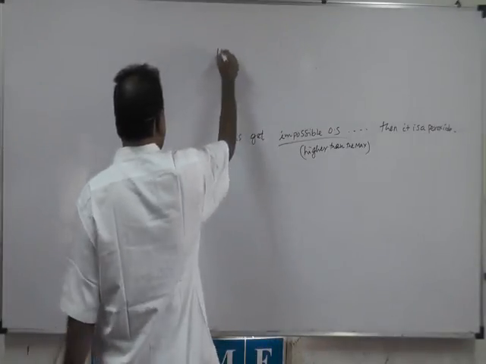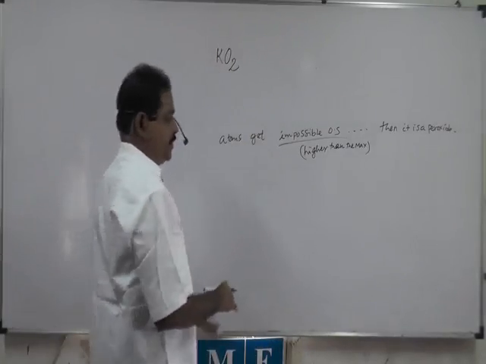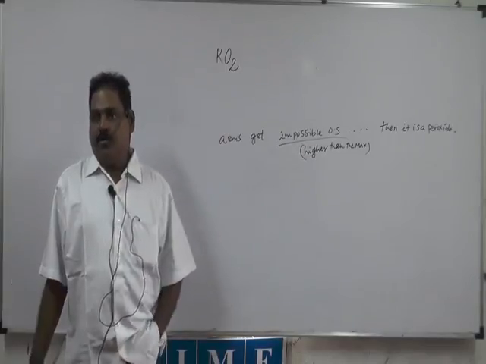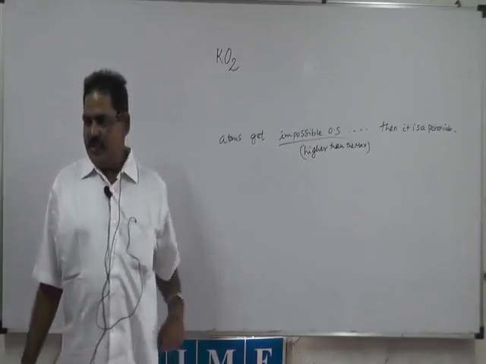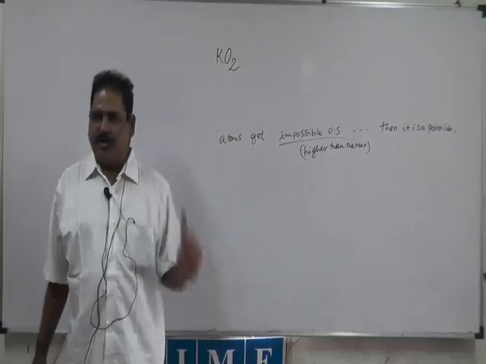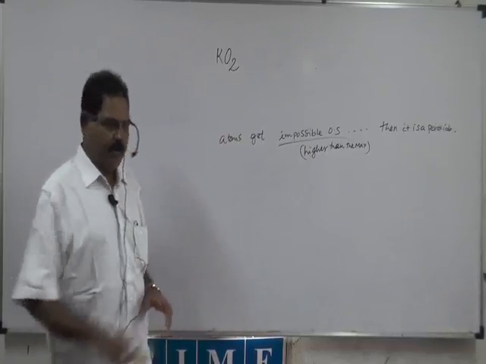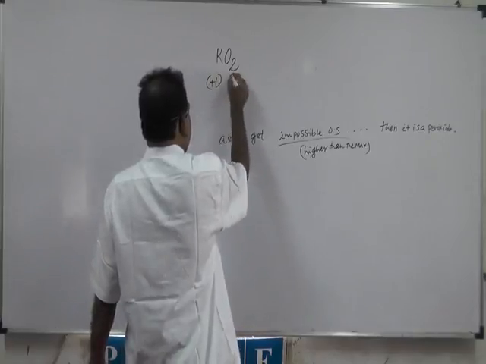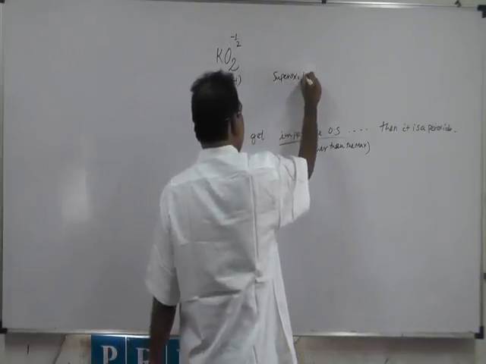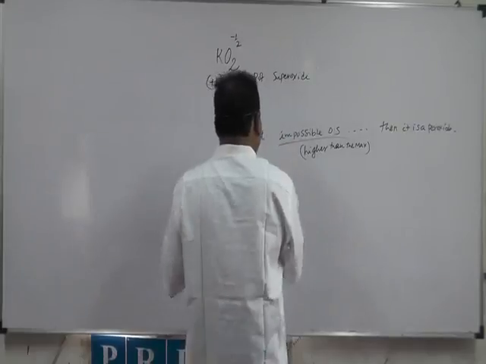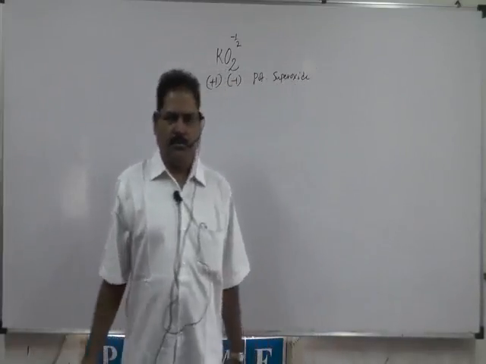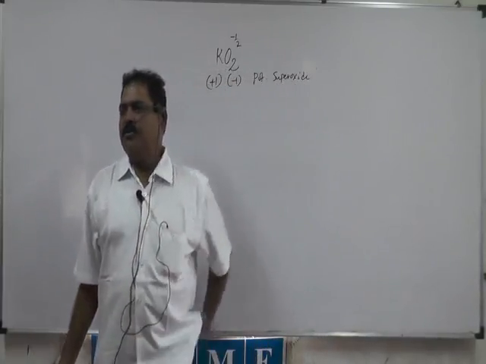What is the name of KO2? Potassium. Why is oxygen minus half here? Don't tell me because it's a superoxide. Potassium has fixed oxidation state, which is plus 1. Two oxygens get minus 1, each one minus half. Therefore, it is a superoxide. Potassium superoxide. Not many superoxides are there. Hardly three. Potassium, rubidium, cesium, that's all. Even sodium doesn't form superoxide.